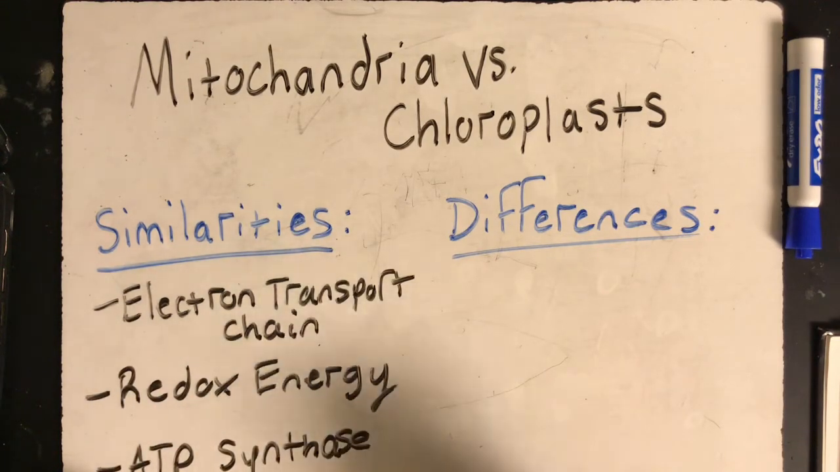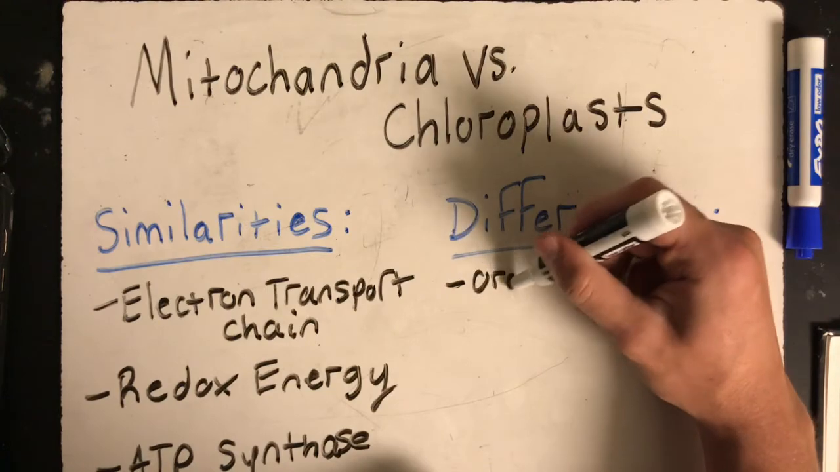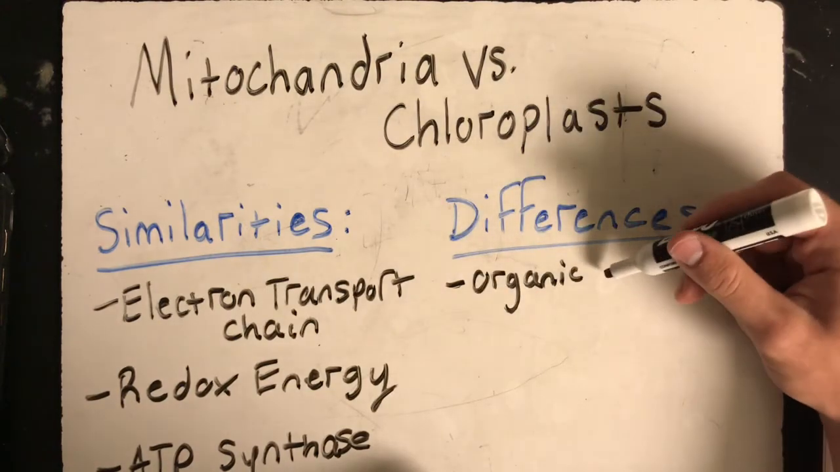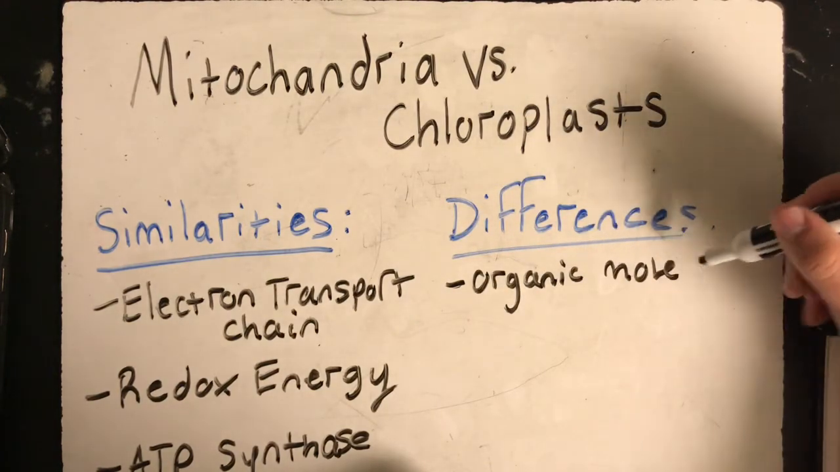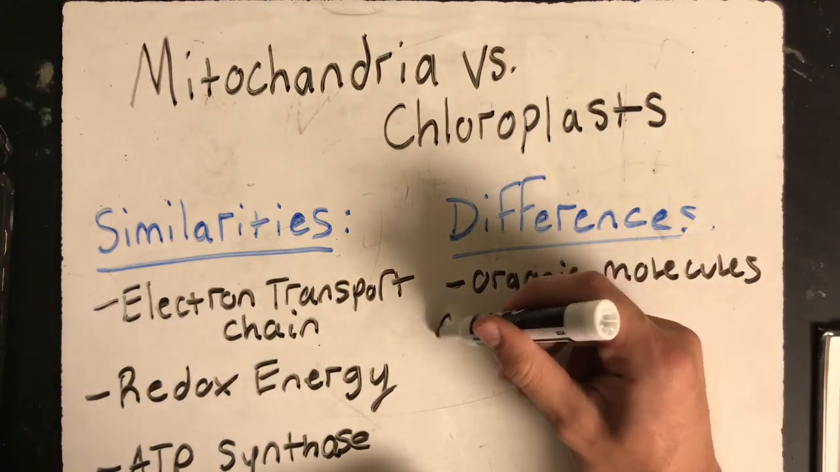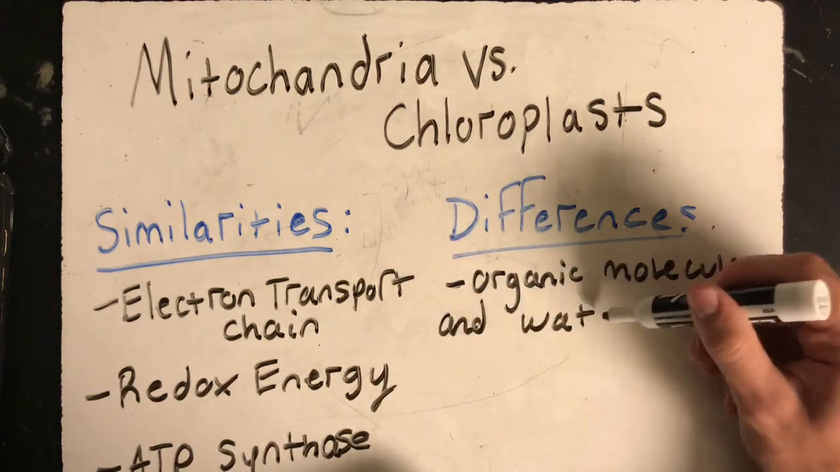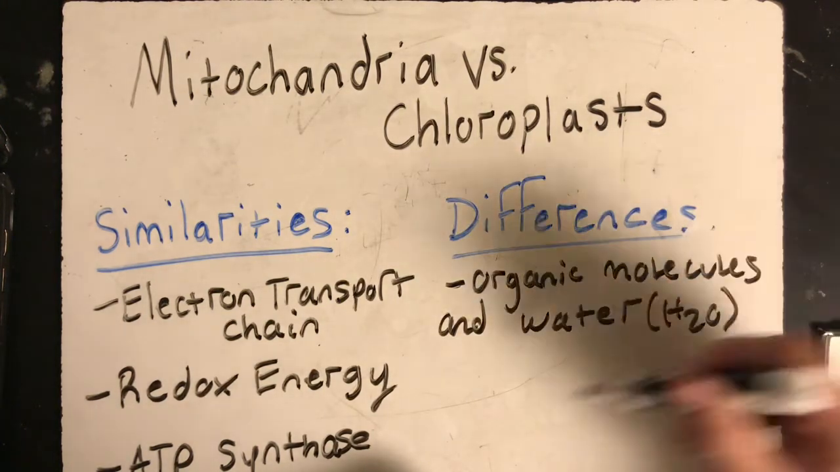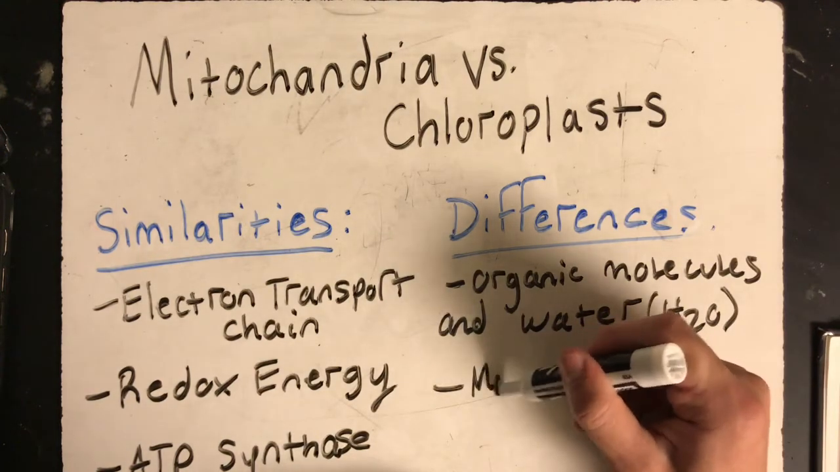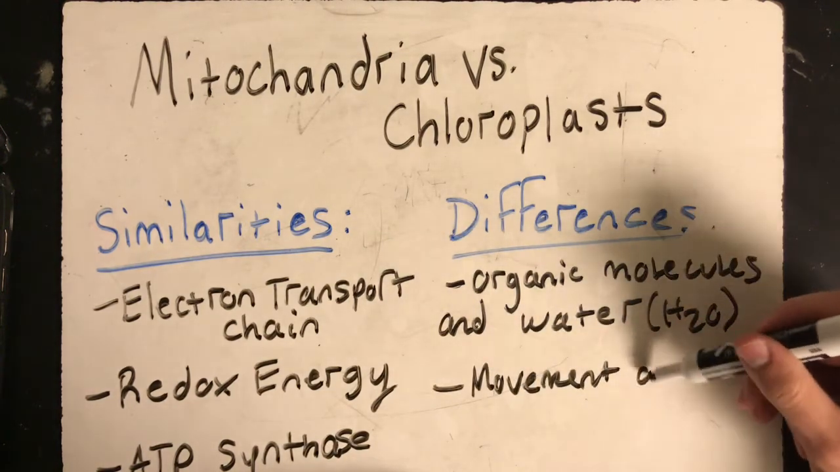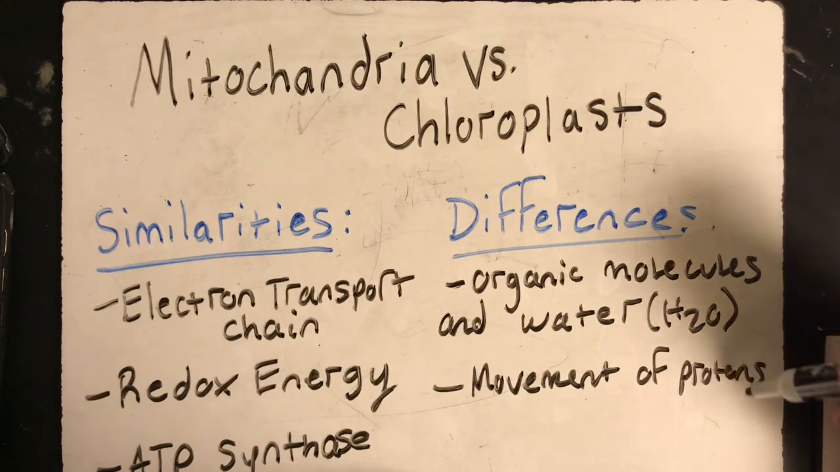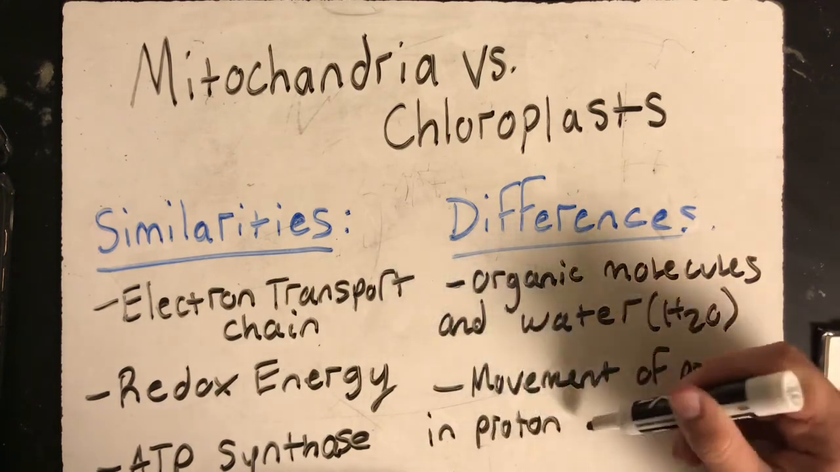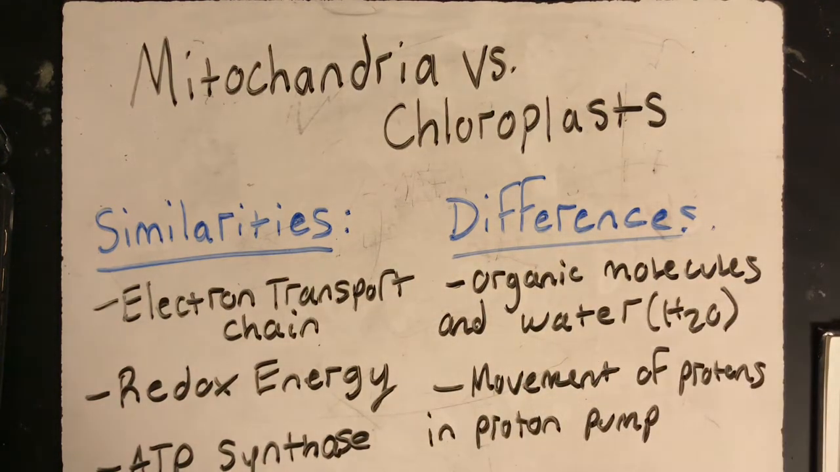Some differences are that in the beginning of the electron transport chain, mitochondria take energy from organic molecules. Chloroplasts, in the beginning of the electron transport chain, take energy from H2O. The last difference is the movement of protons through the proton pump.